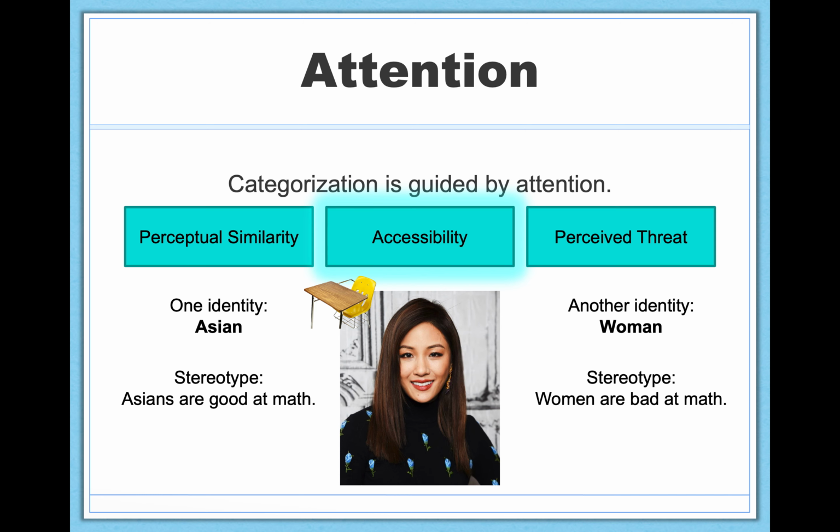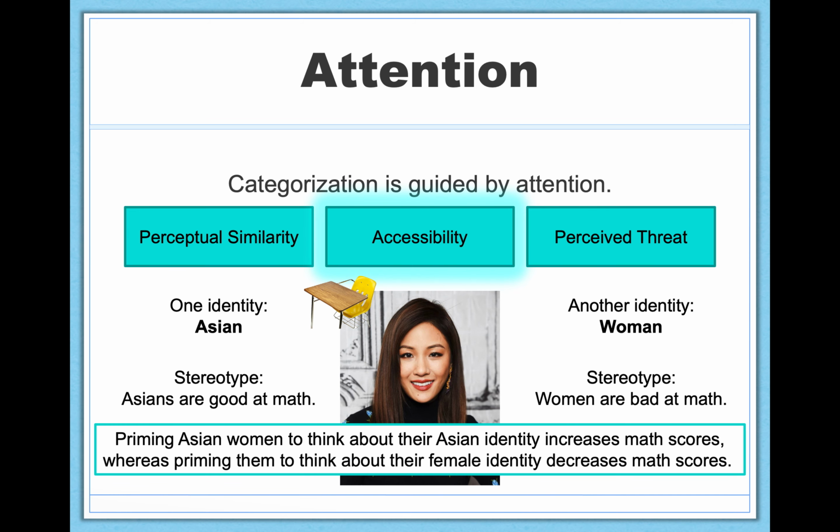And that's not from me, that's of course from psychological findings, and we'll talk about that too. So here's what the researchers found. Priming Asian women to think about their Asian identity significantly increased their scores on the math test, presumably because they were thinking about the accessible race category in this case, their Asianness, and the positive stereotypes that went with that.